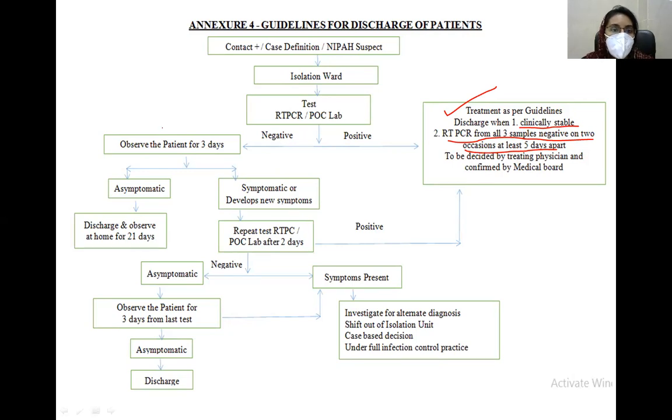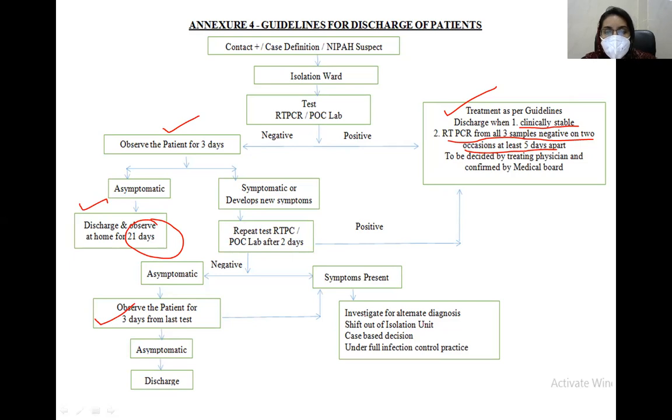And if it is negative, observe the patient for 3 days. Asymptomatic, you can discharge and observe at home for 21 days. If it is symptomatic, if the patient develops new symptoms, repeat the test after 2 days. If positive, can treat accordingly and discharge as per the guidelines. If it is negative and the patient is asymptomatic, observe for another 3 days with the last test. And if it is still asymptomatic, you can discharge.